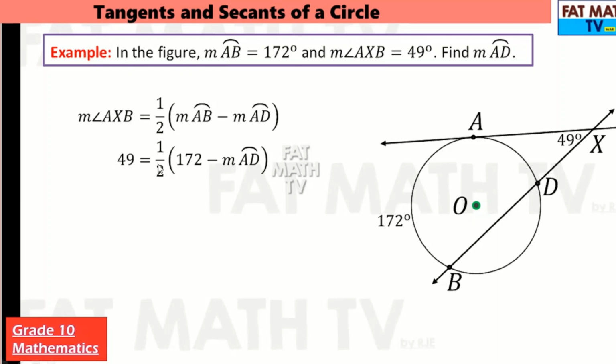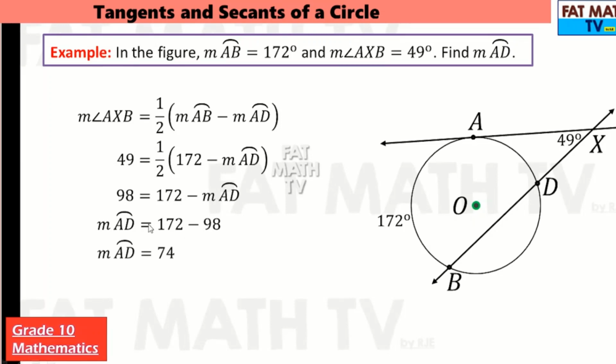And then multiply both sides by 2. We will get 98 for the left side of the equation. 2 and 1/2 will cancel. We will be left with 172 minus measure of arc AD. Put this on the left and put 98 on the right. We will have measure of arc AD equals 172 minus 98. That is 74. So measure of arc AD is 74 degrees.